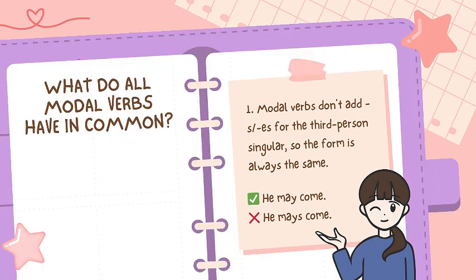Next, let's talk about a very important grammar rule when using modal verbs like can, will, or may. The rule: always use the base form of the verb after a modal. That means don't add s or es to the verb, even with he, she, or it. Why? Because the modal verb already changes the verb for you. You don't need to add anything. Look at this example. The correct one is he may come, but the incorrect one is he mays come.